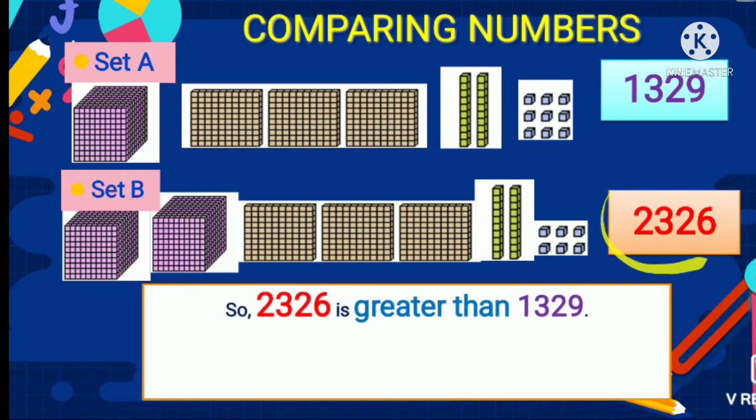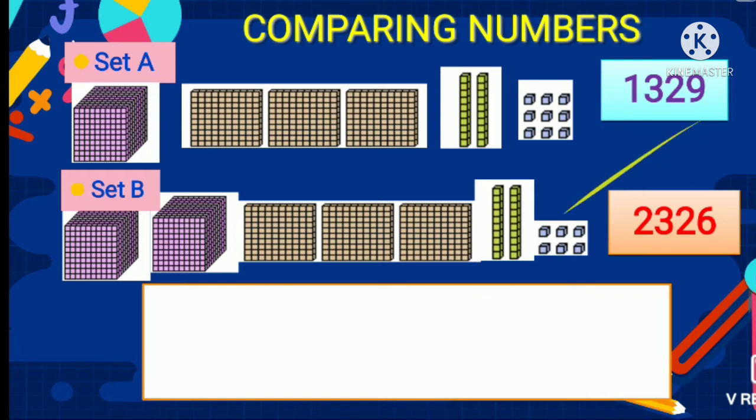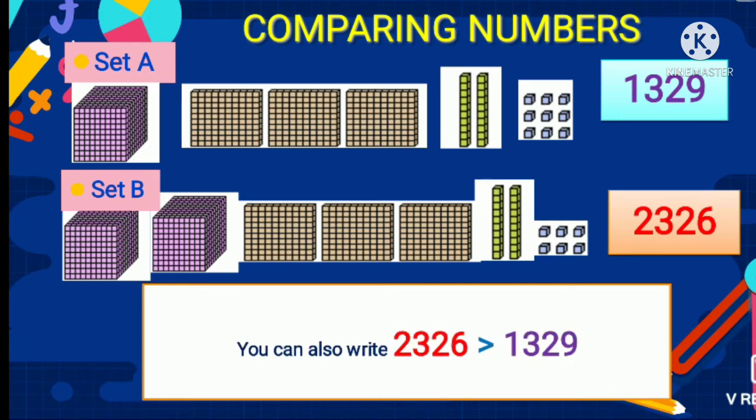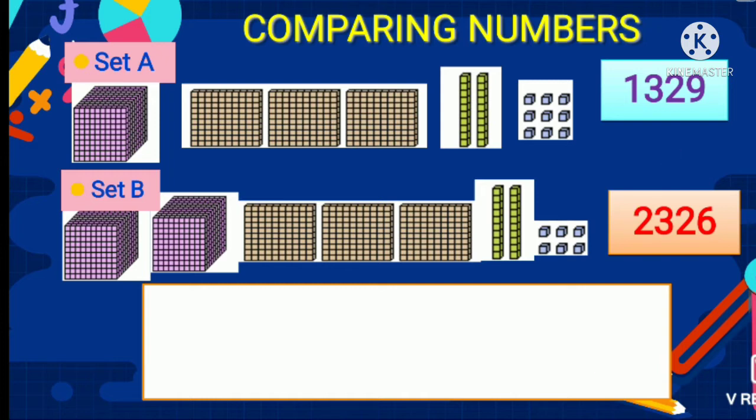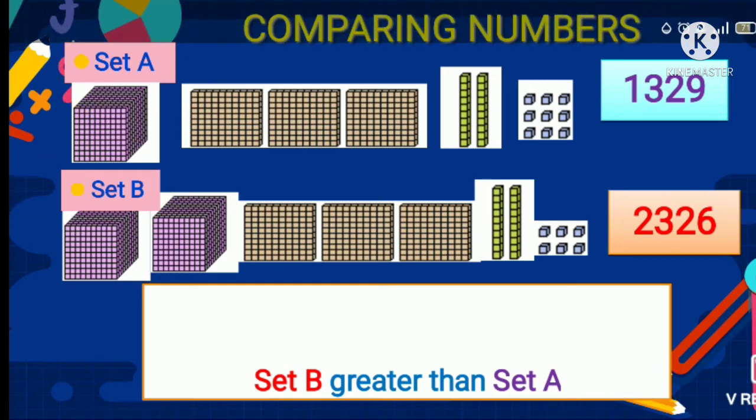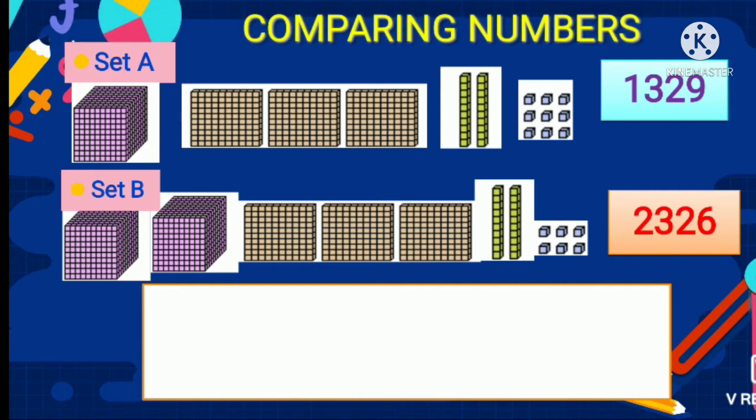So then we know that 2326 is greater than 1329. In other words, we can write down using the arrow. 2326 is bigger than 1329. Look, the arrow goes to the right side. It means greater than. Or else we can say set B is greater than set A. Get it? Okay, let's continue.